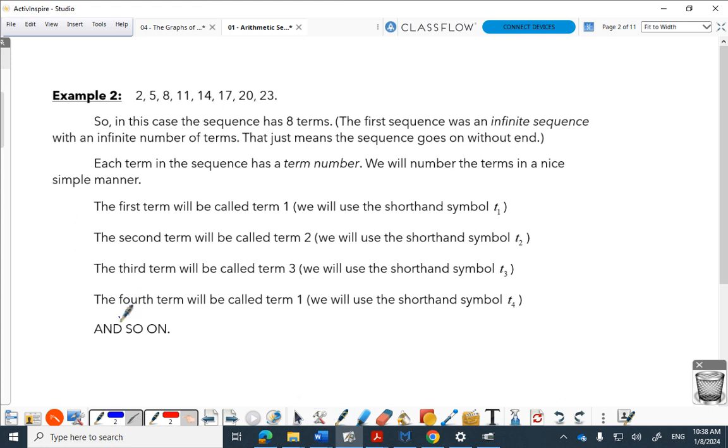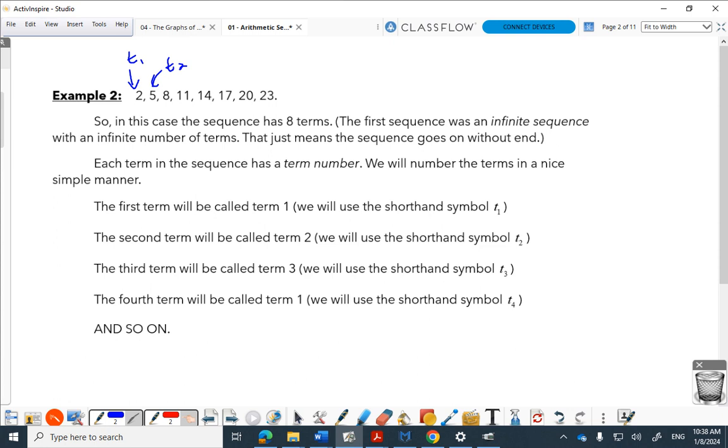So this first one will be called T1. And what that means is term 1. Nothing too strange about that. T1. That's new, but not that weird. Term 1. And so this next one here will be called term 2, term 3, term 4. That's how we'll label them. That's a little different labeling than we've done in the past. So the first sequence was an infinite sequence with an infinite number of terms. And don't let the infinite word scare you here. We're not going to get all crazy on that. It just means it just keeps going if you wanted to.